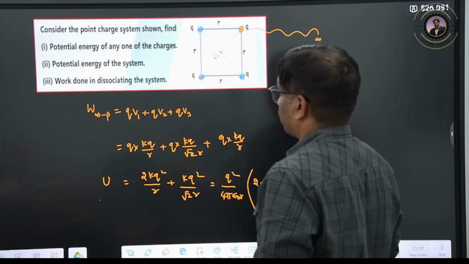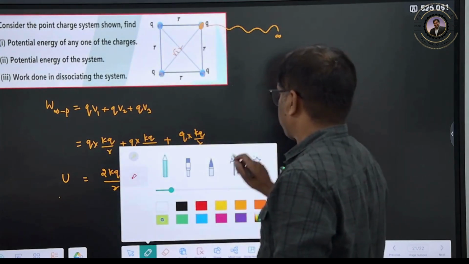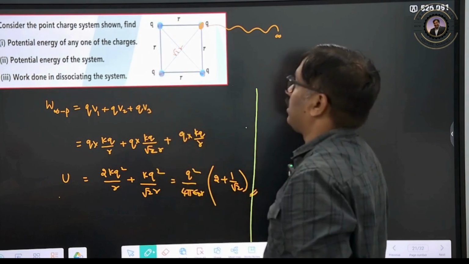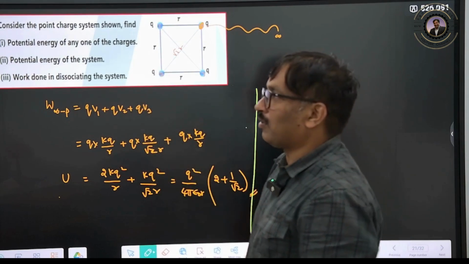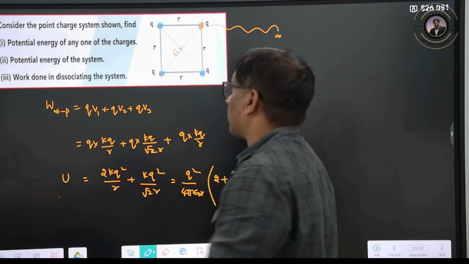Now we want to calculate the second question: the potential energy associated with the system. How many combinations are there now? Most of the students will say it is 4. No, not 4. Why?